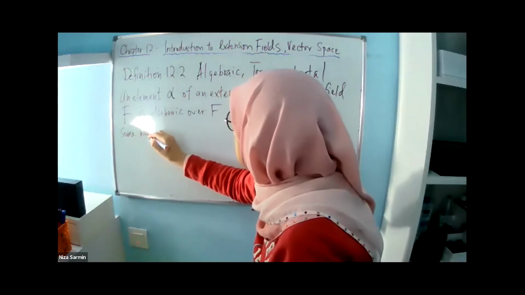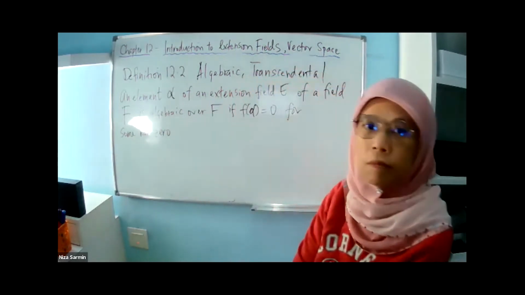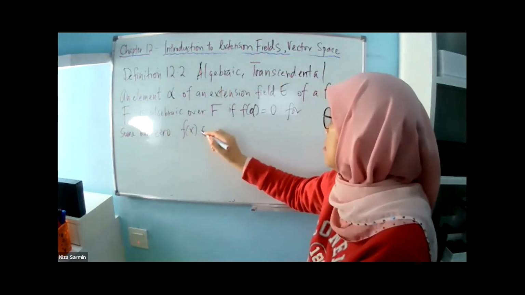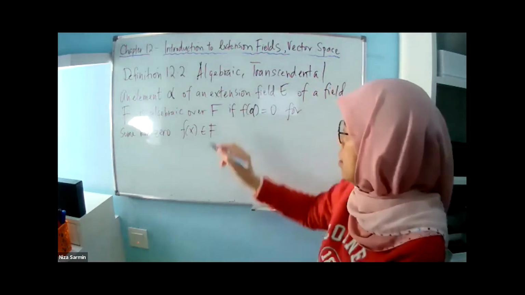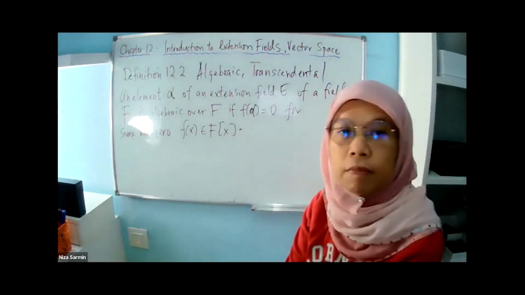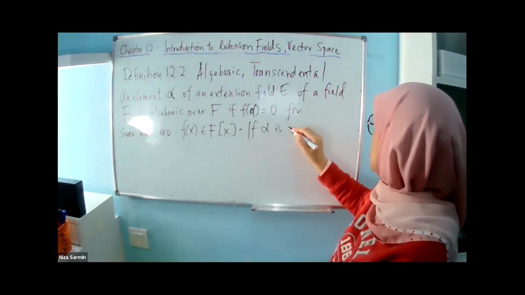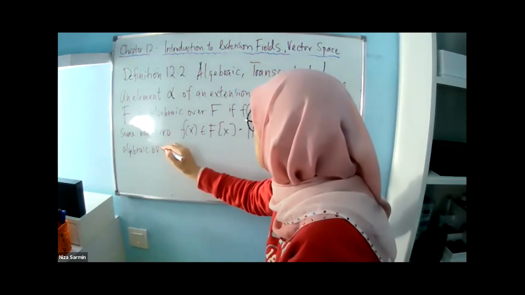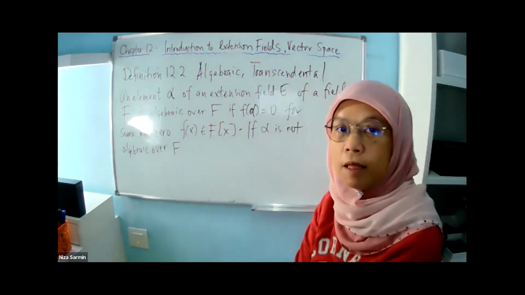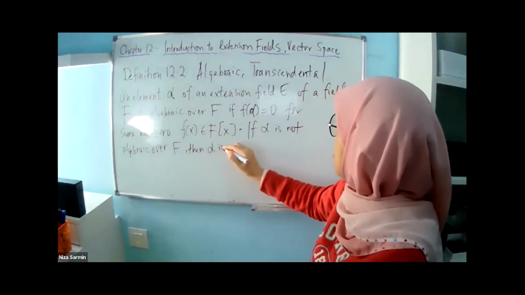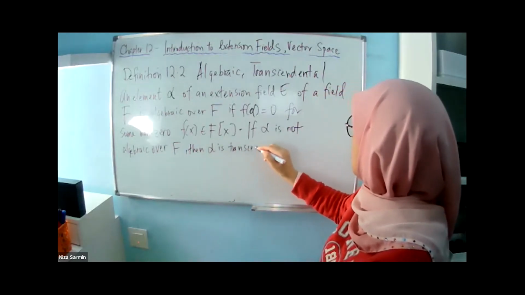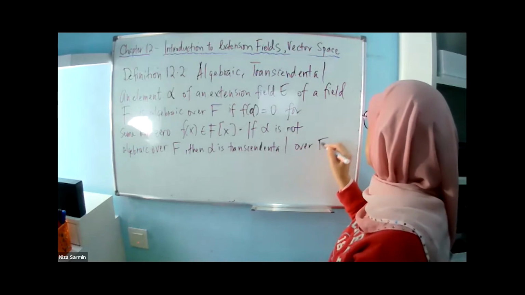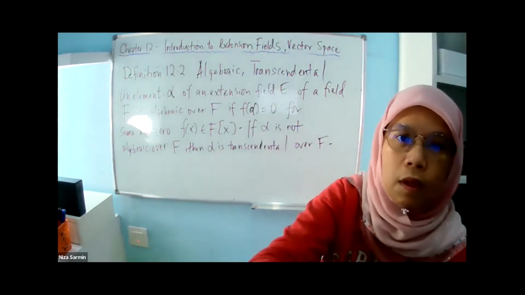If alpha is not algebraic over F, then alpha is transcendental over F.